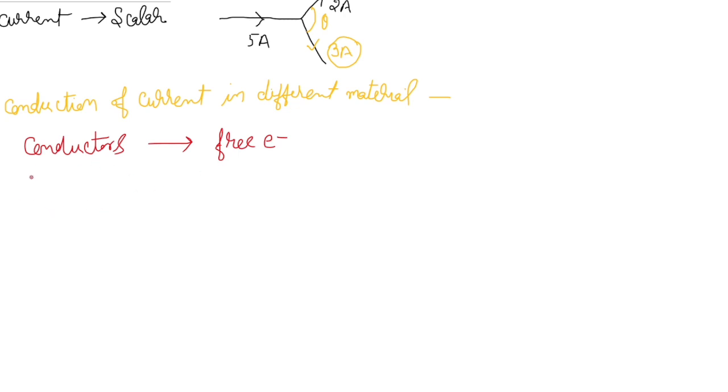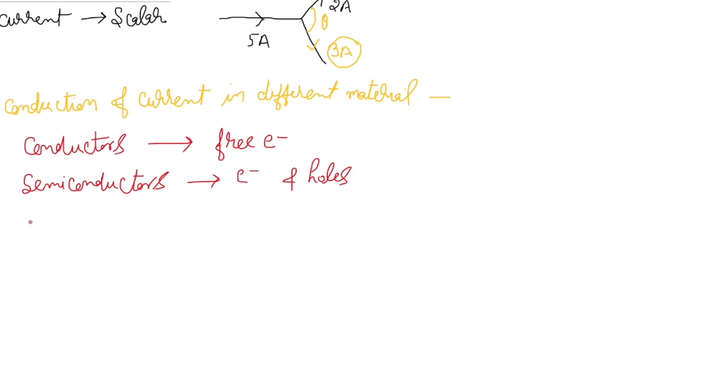Second part is semiconductors. If we have to say what conduction will take place in semiconductors, so in semiconductors, current conduction will take place due to electrons as well as holes. So conduction is by electrons and holes. Holes are effective positive charge carriers present in semiconductors.